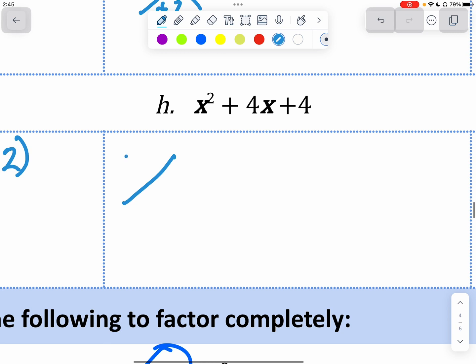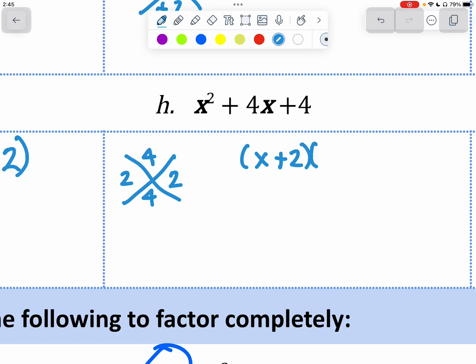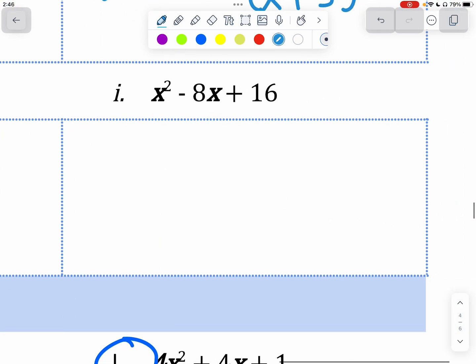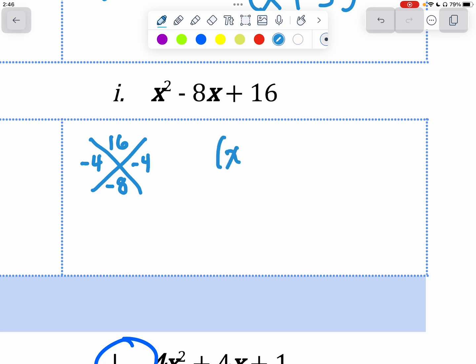Two numbers that multiply to give me 4 that add to give me 4. It's going to be 2 and 2. So that is (x + 2)(x + 2), which is also (x + 2) squared. And then finally, letter H, two numbers that multiply to give me 16 that add to give me negative 8. That's negative 4 and negative 4. So that factors to be (x - 4)(x - 4), which is (x - 4) squared.